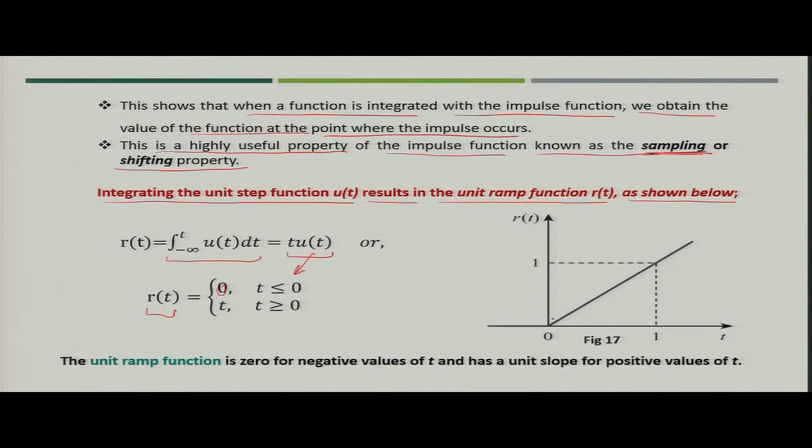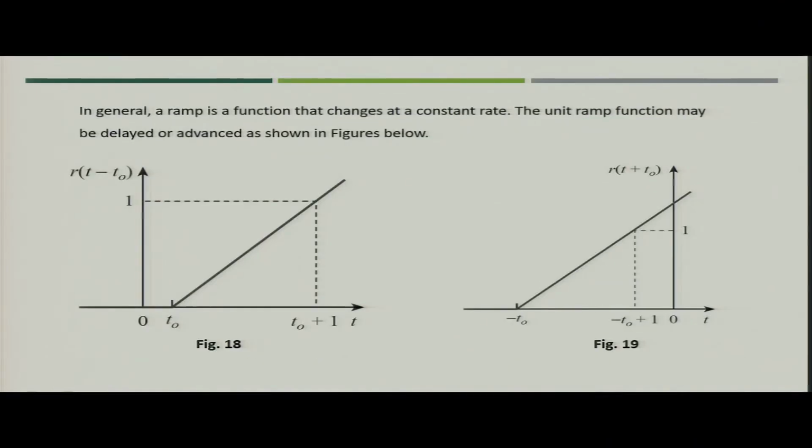So, because of this t, at time t equal to 1, you will get the value of the ramp as 1. This function is represented by the graph you are seeing in the figure. The unit ramp function is 0 for negative values of t and has a unit slope for positive values of t. In general, a ramp is a function that changes at a constant rate. The unit ramp function may be delayed or advanced, as we saw in the case of the unit step and unit impulse also.